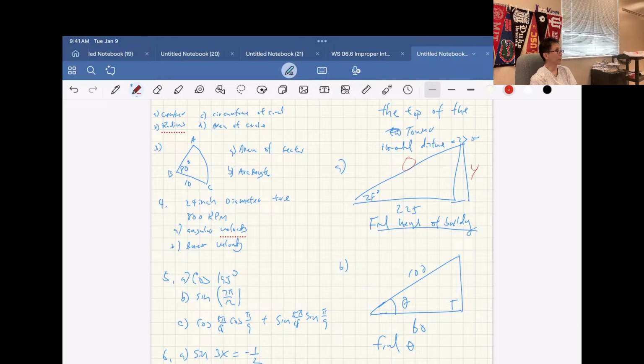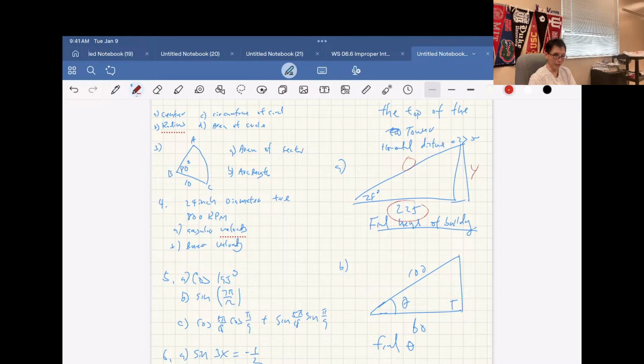Then you're going to use cosine, because you don't have the hypotenuse. If you have the hypotenuse, you can use sine. You don't have the hypotenuse, you can't use sine. Yeah, exactly. So look at this.